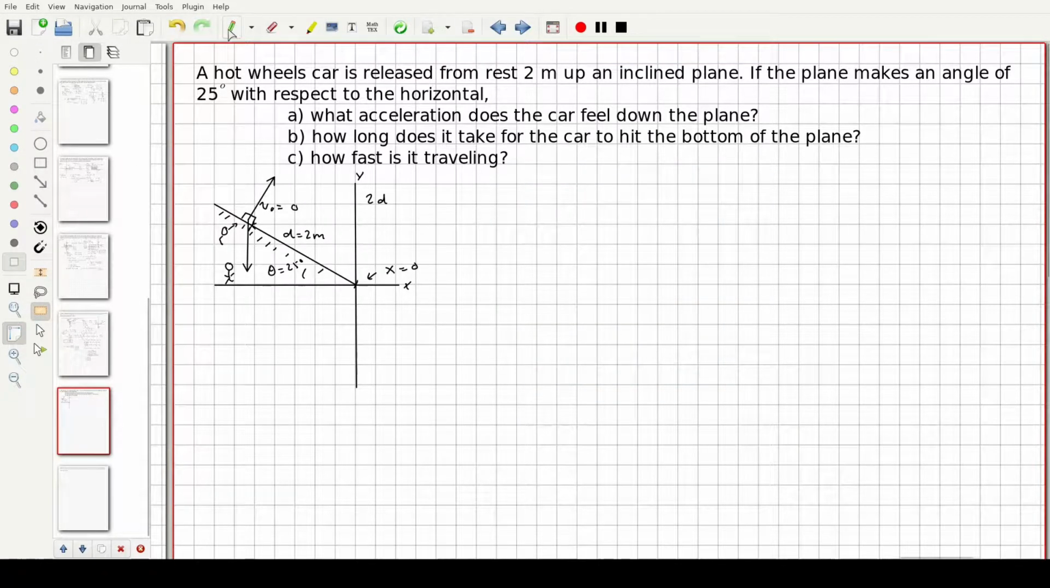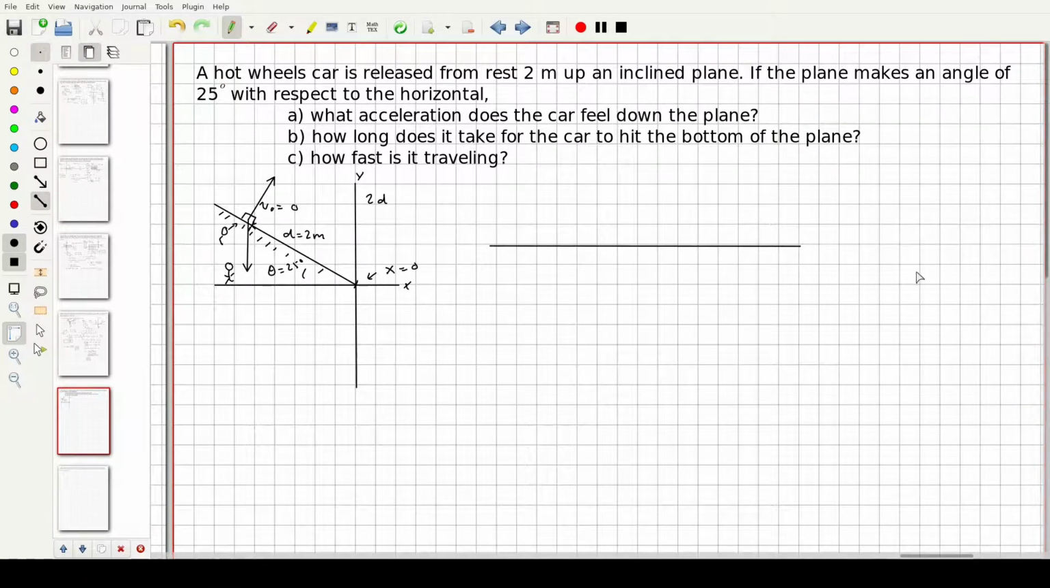So now my problem looks like this. This is the plane that the car is going to move along, and this is straight up and down from the plane, which we're going to call the new y-axis. So here's y, and here's x.